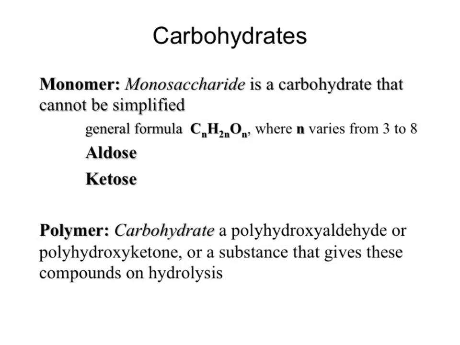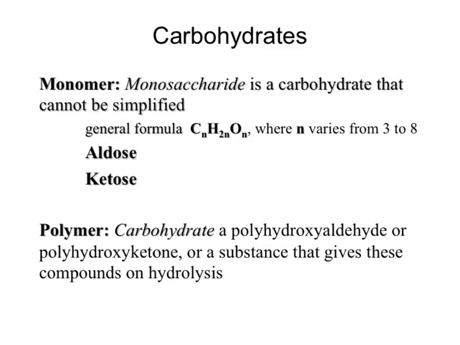Okay. Most of them follow the general formula shown, where you have the same number of carbons as oxygens, and then twice the amount for your hydrogens. By definition, you're varying from 3 up to 8. So you can have as few as 3 carbons and be classified as a saccharide, and you can have as many as 8 carbons. Okay.